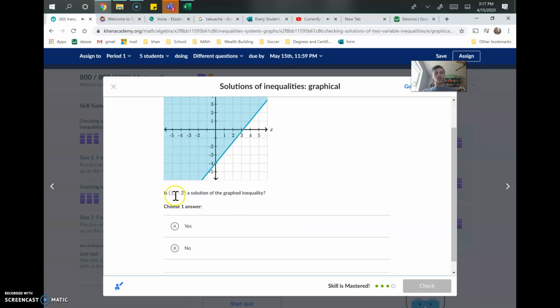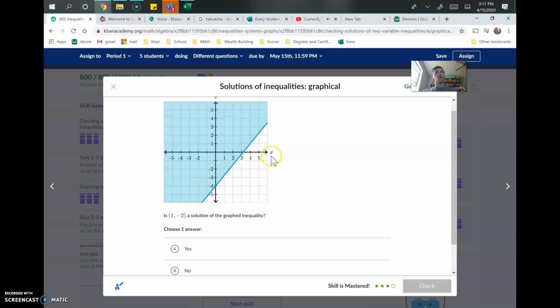And our last one here, +1 for x and -2 for y. So +1 for x would be right here. And I go even with -2 for y, which would be right here. And you can see that my mouse is currently dotted on a coordinate point that is in the shade, so it would be a solution.